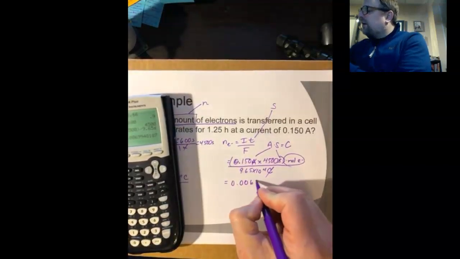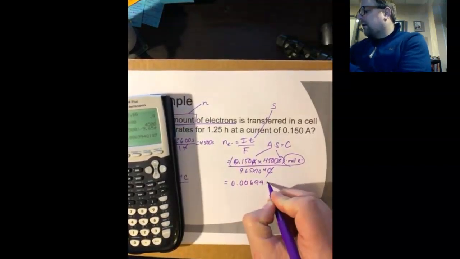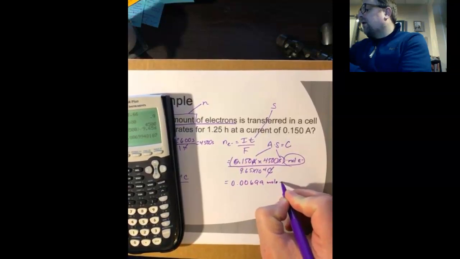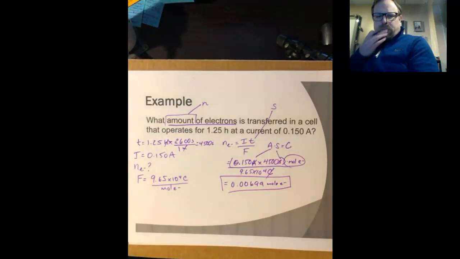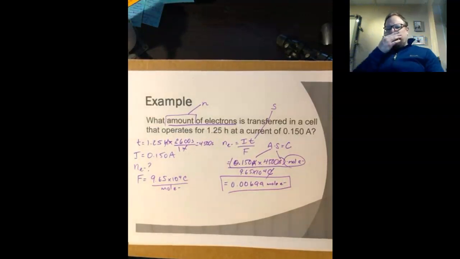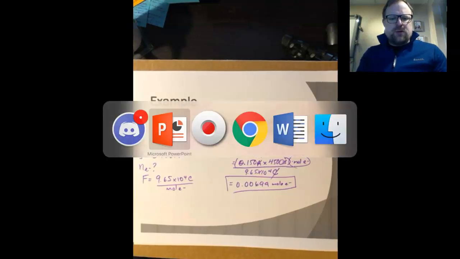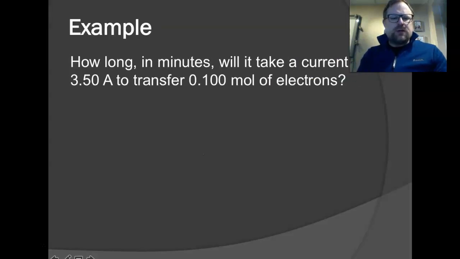I've got 3,699 moles of electrons, okay, as my final answer. Okay, so hopefully that one made sense to you. And I'm going to quickly bounce back to our PowerPoint presentation and go to the next slide.